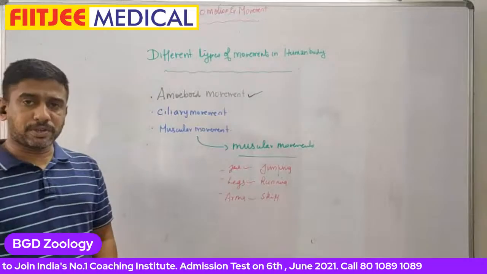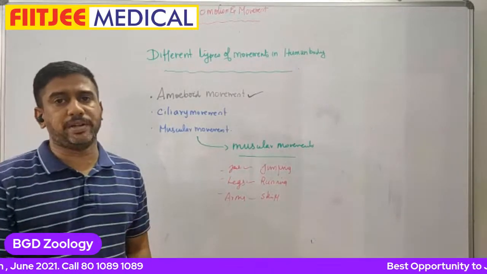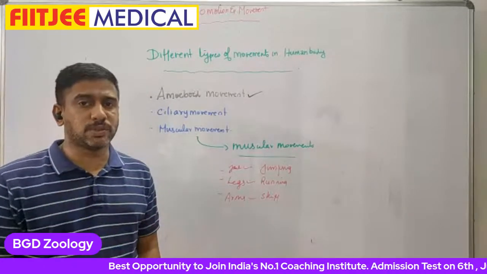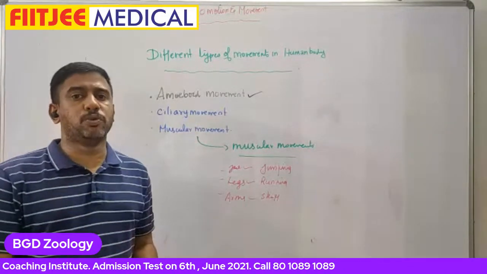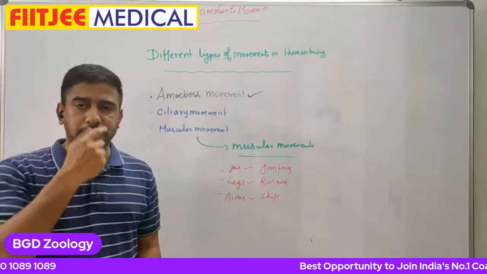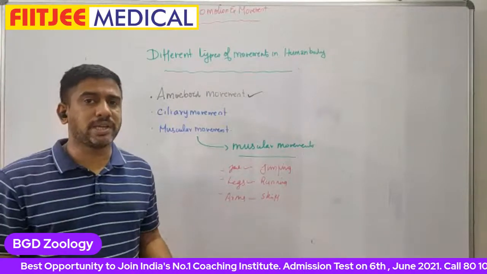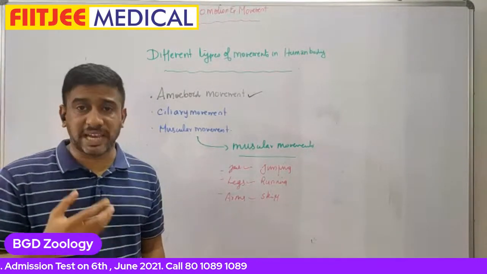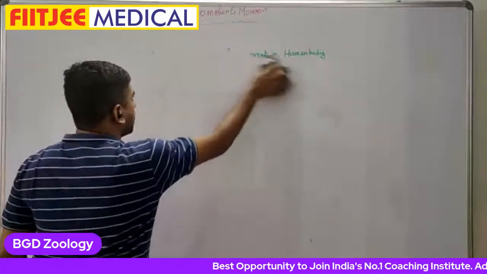So far we have talked about four concepts. Number one, the locomotion and the movement. Number two, the structures that can be used for locomotion as well as movement in the lower organisms. Number three, the types of movement, and under the types of movements we have seen amoeboid movement, ciliary movement, and the muscular movement. Now, in the next part, we are going to deal with the muscles. That's what we are going to discuss in detail. So we can look into that.